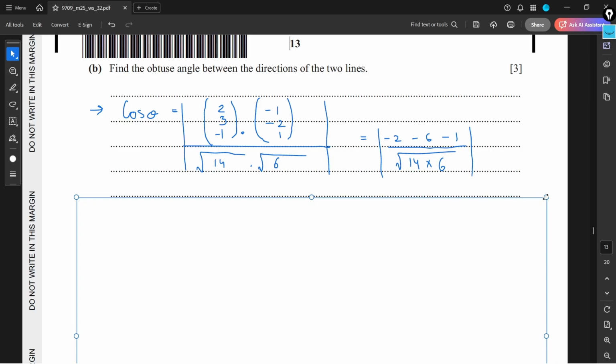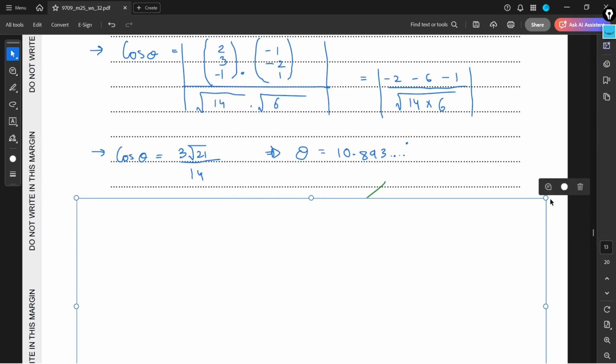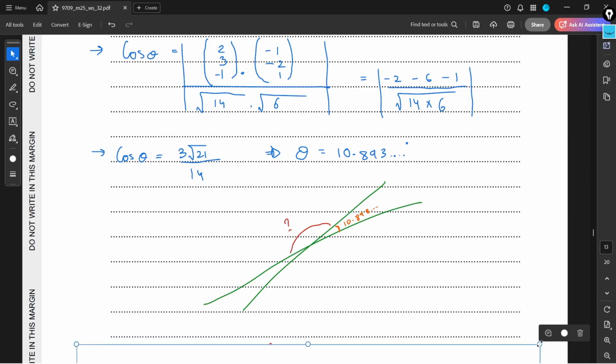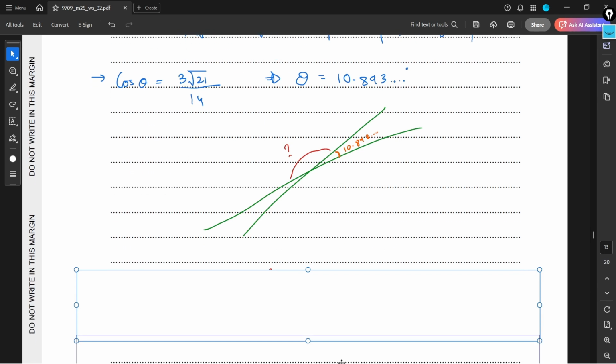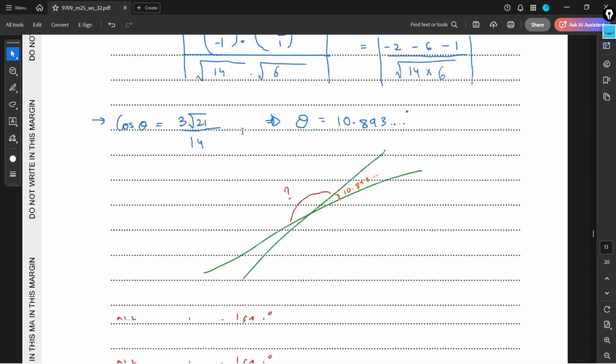In solving this further, because it's a modulus, even if the answer is negative, I'll need to convert it to positive. So over here I'm going to get cos theta equals 3 root 21 over 14. And then if I try to find the angle, I'm going to get 10.893 as the angle. Now because this is an acute angle, to find the obtuse angle, we do 180 minus this. I've also given a rough diagram explanation over here. And therefore the final obtuse angle between the directions of the two lines will be coming out to be 169.1.